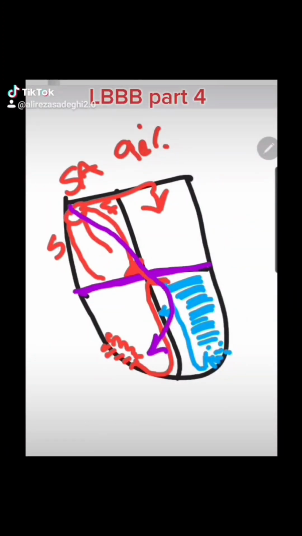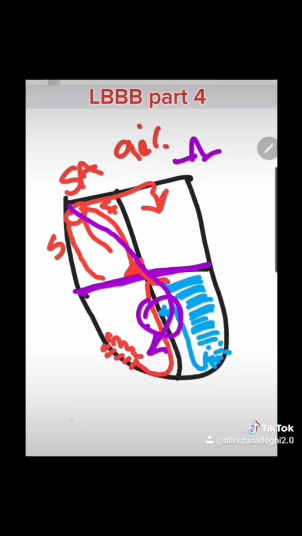So we already know what the depolarization of the atria looks like on the EKG. It looks like a P wave. We know what the depolarization of the ventricles looks like on the EKG. We call that a QRS complex. But what does the depolarization of the intraventricular septum look like? Well, when we talk about QRST, that's the Q we are talking about.